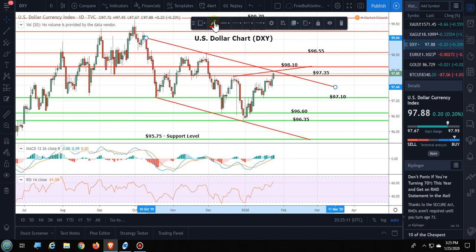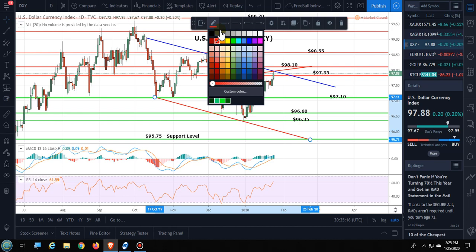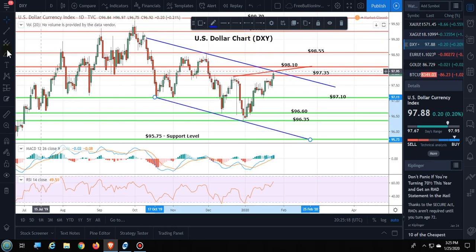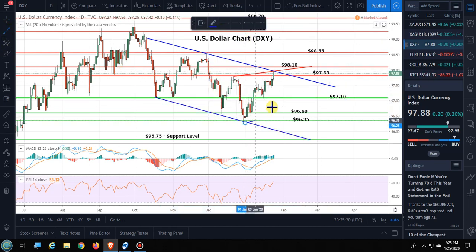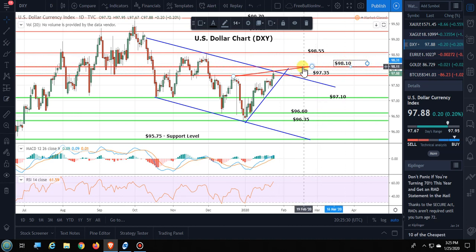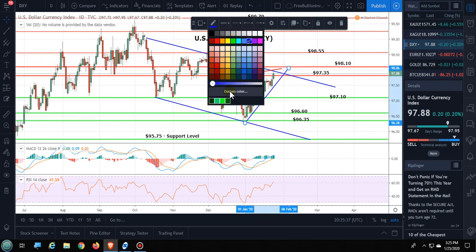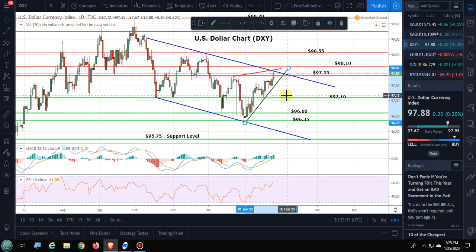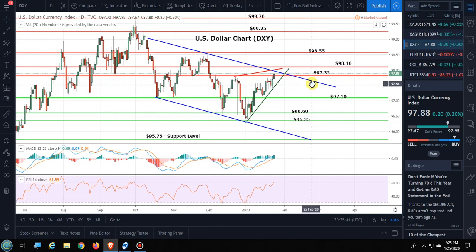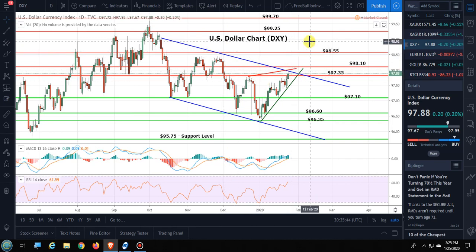Let me change the color on this. I just picked up this channel. I didn't see it before. I saw the other pattern I'm about to show you, which is a rising wedge, which is a negative pattern. I have a rising wedge, and the dollar should fall, confirming it and staying inside of the new channel that I just drew for you.